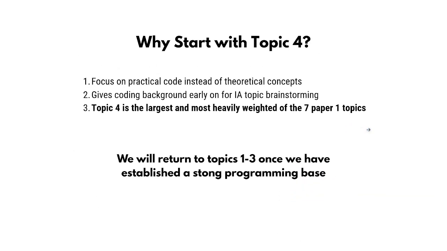So why would we start with topic 4 instead of topic 1? Well, topic 4 focuses on practical code instead of theoretical concepts. It gives coding background early on for IA topic brainstorming. And topic 4 is also the largest and the most heavily weighted of the 7 paper 1 topics. We will return to topics 1 to 3 once we have established a strong programming base.